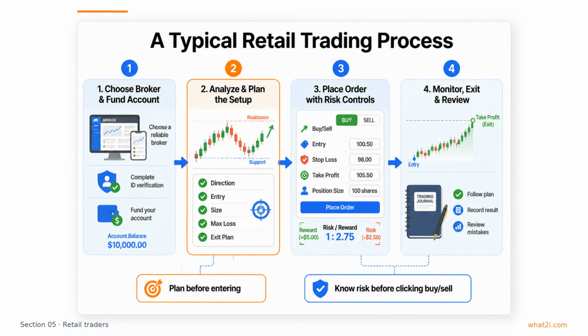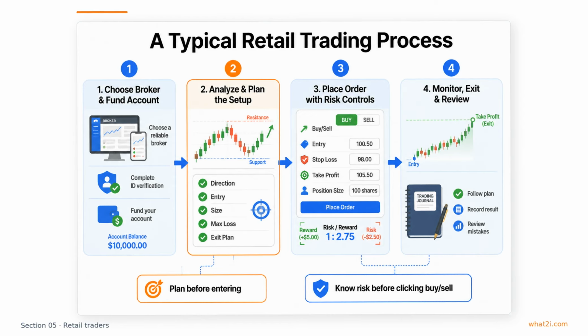A disciplined retail trading process is usually simple, but it needs to be deliberate. It starts with choosing a broker, opening the account, and funding it properly. Before any trade is placed, the trader should analyze the market and define the setup clearly, including entry, invalidation, and target. The order itself should include risk controls, such as position size and a stop loss that matches the plan. After entry, the job is to monitor the trade without abandoning the original logic at the first emotional swing. Once the trade closes, a review helps identify what was done well and what should improve. In practice, consistent review often matters more than constant prediction.